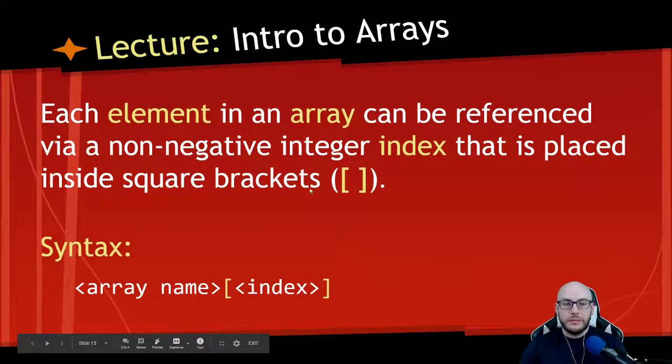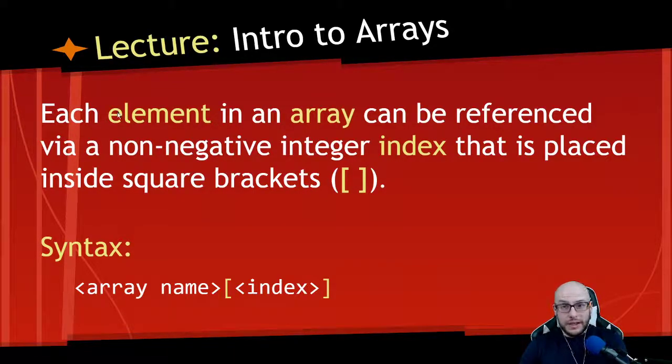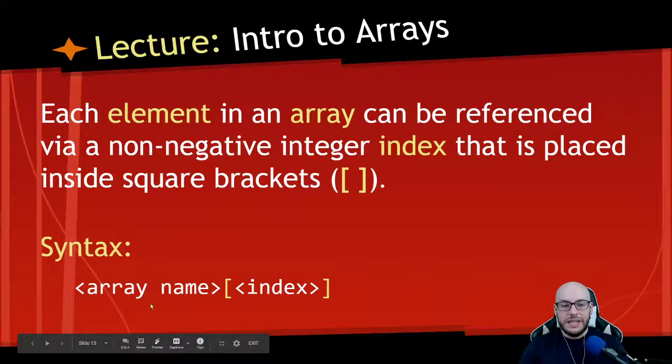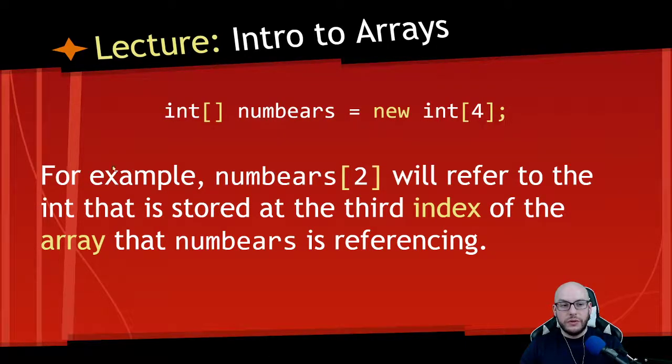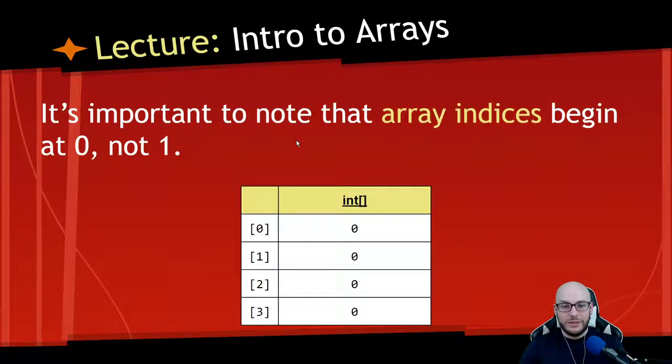So now that we have an array that exists, is filled with zeros, we need to talk about editing it, accessing these elements. Each element in an array can be referenced via a non-negative integer index that is placed inside square brackets. Again, we see this non-negative thing. Our syntax is we're going to take the name of our array, brackets, and then the index, the position that we want to actually access. So for example, numbers at 2 will refer to the int that is stored in the third index of the array that numbers is referencing.